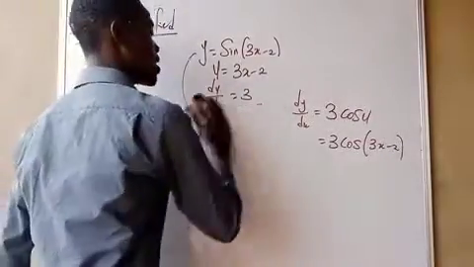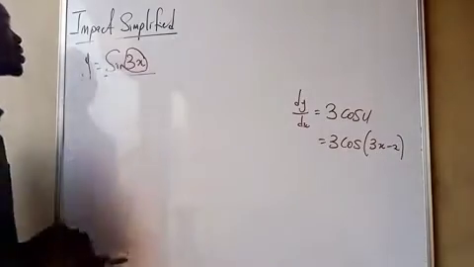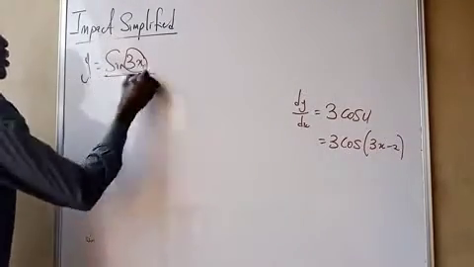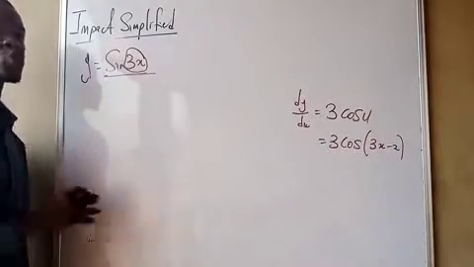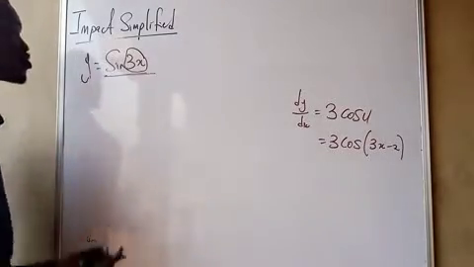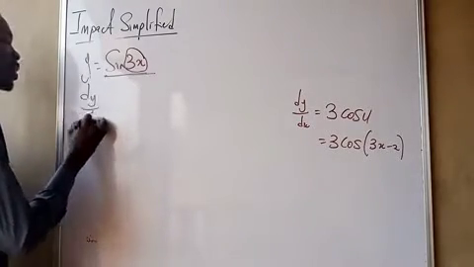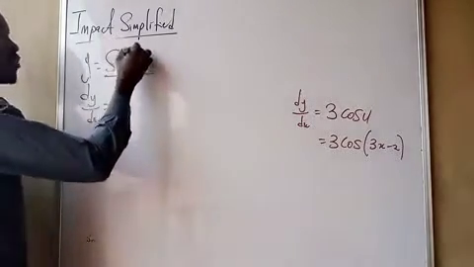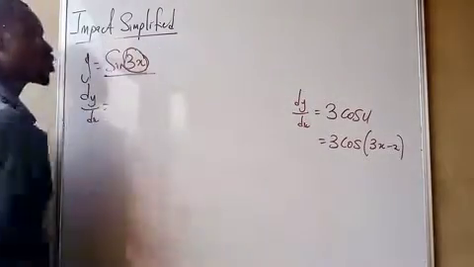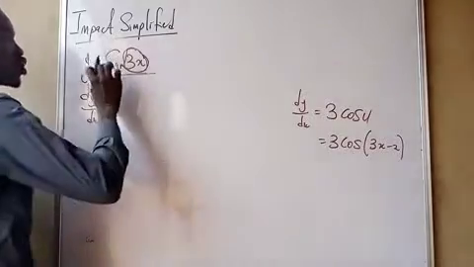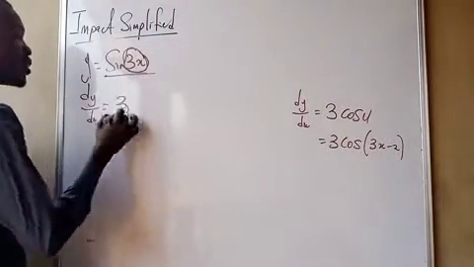Now, if they are asking us this question under the OBJ aspect, how are we going to solve it? Knowing fully well that for you to pass OBJ, it is your speed and accuracy. So how can you solve it? This is the shortcut. Your dy dx will just be the differential of the function in front of the trigonometric function. So we are having sine as the trig function. What is the differential of 3x? That will give us 3.